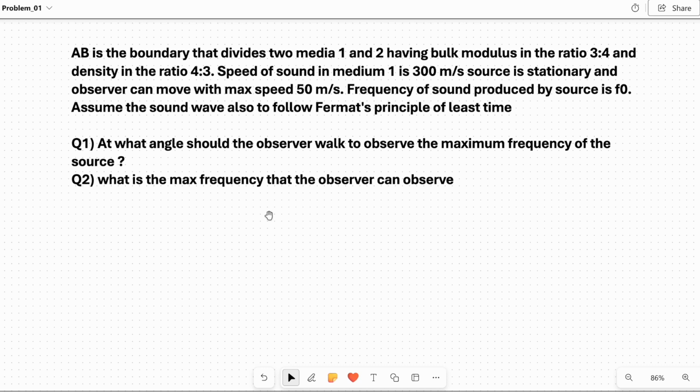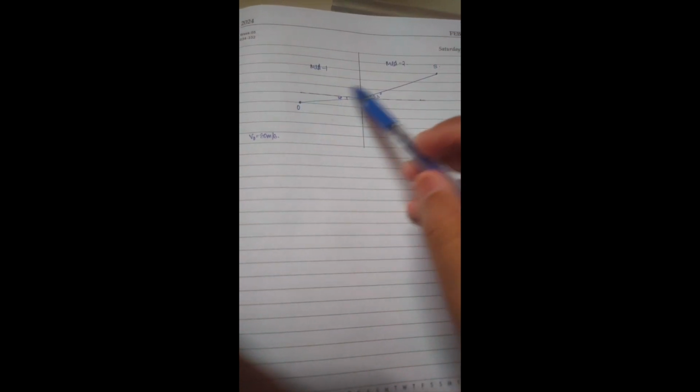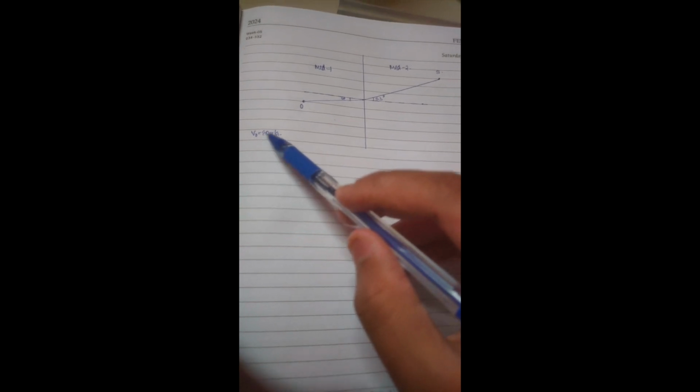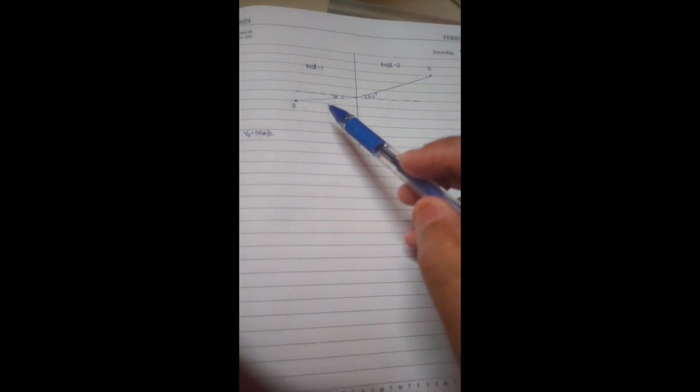So the frequency changes because of Doppler effect. Doppler effect is the apparent shift in frequency heard by an observer due to the relative motion of observer and source, which over here is quite complicated, so we will use the diagram and the angles found to get to the answer to these questions. So this is the case. The observer, this is the source, these are the angles. We know that observer can move with a maximum velocity of 50 meters per second. But where should the observer move to observe the maximum frequency?